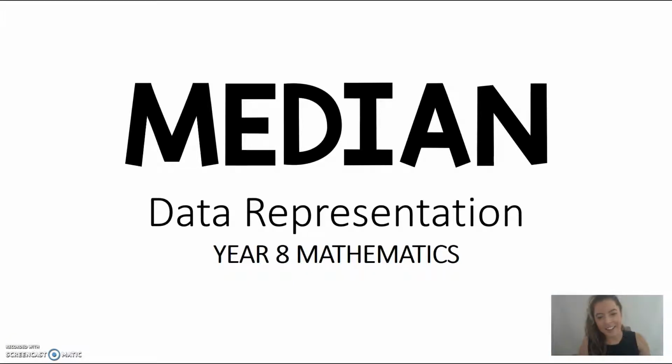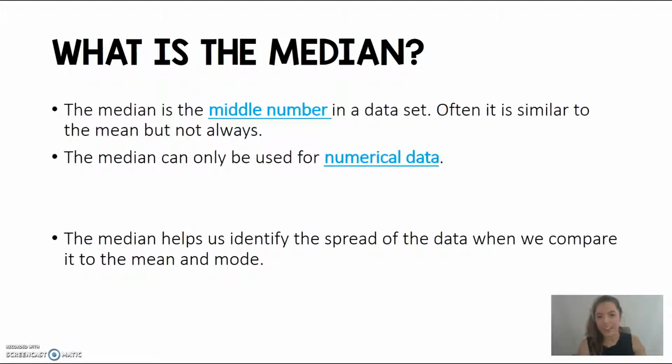median in a data set. The median is the middle number in a data set. Often it's similar to the mean or close to the mean, but that's not always the case.